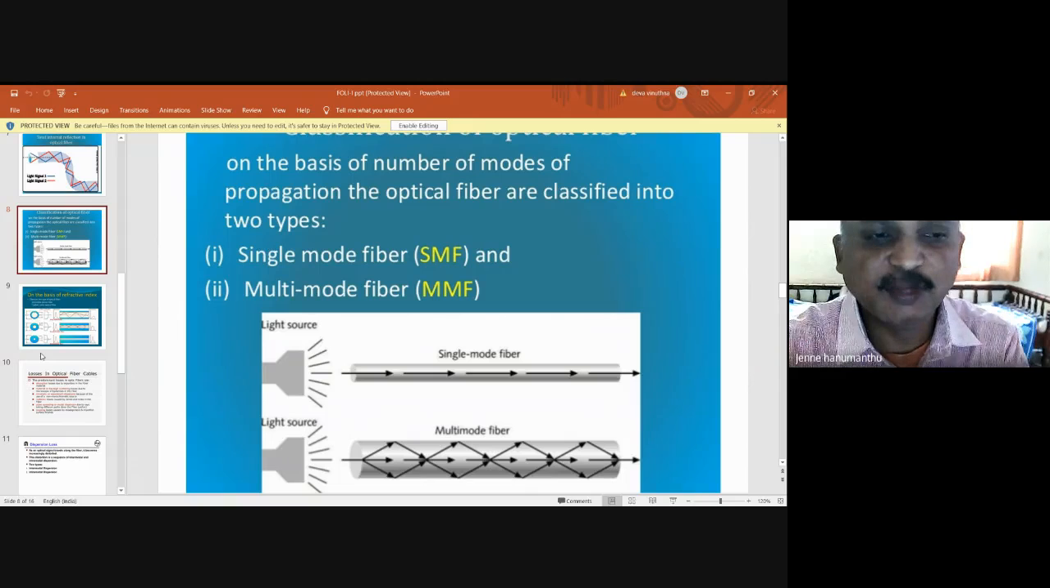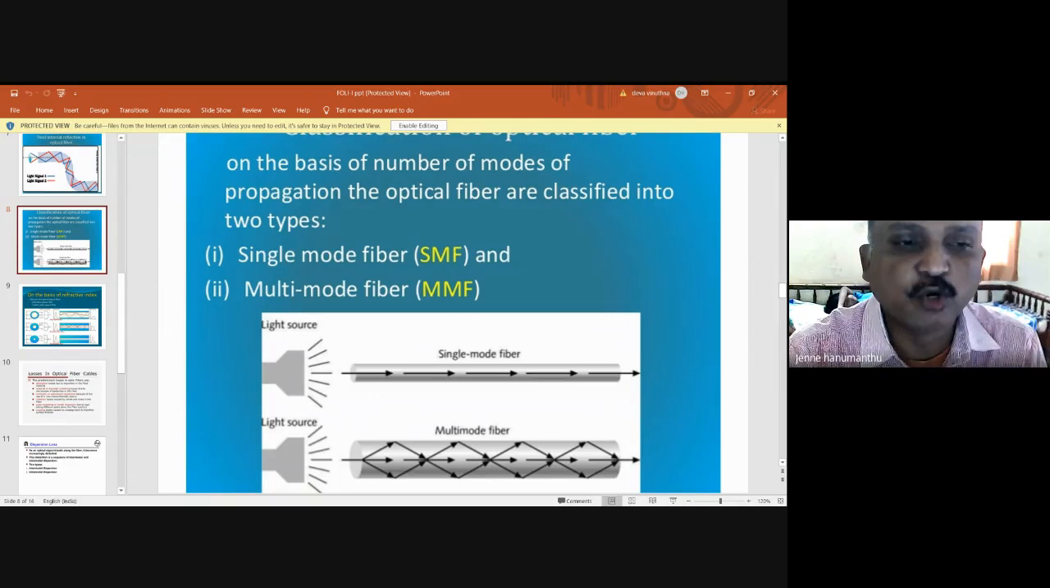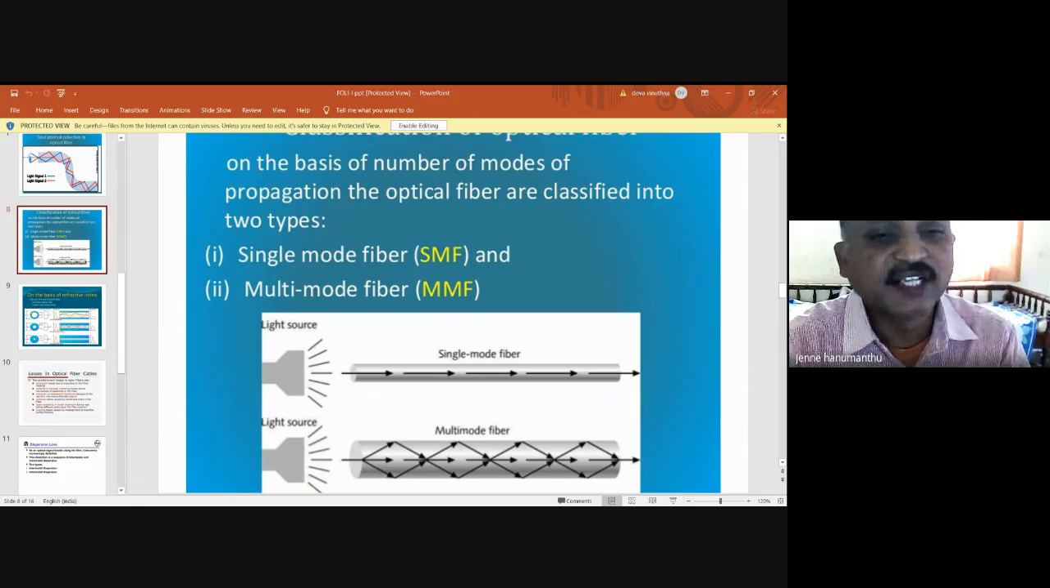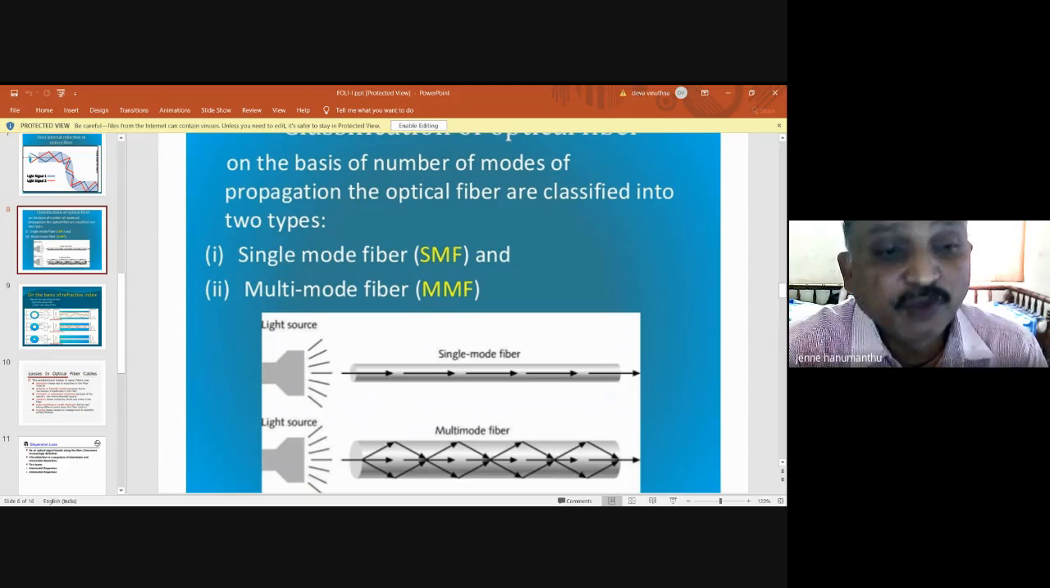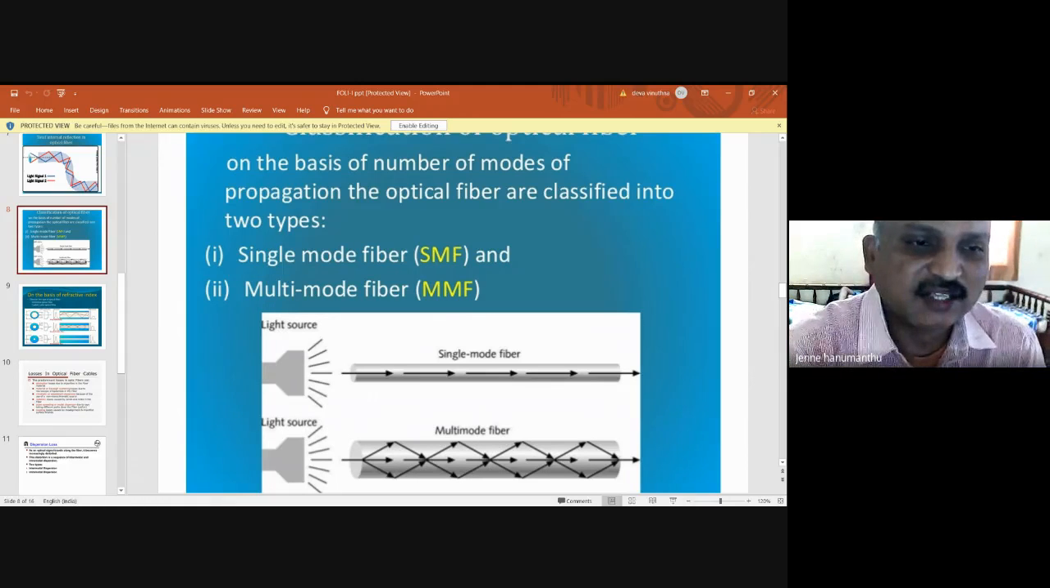So in place of single mode, you place multi mode with the LED. If multi mode is used, you can expect less loss, because maximum light is coupled to the multi mode fiber. So the combinations are LED with multi mode, and laser with single mode. We select these combinations because we want to reduce the loss level. This is one type of loss.